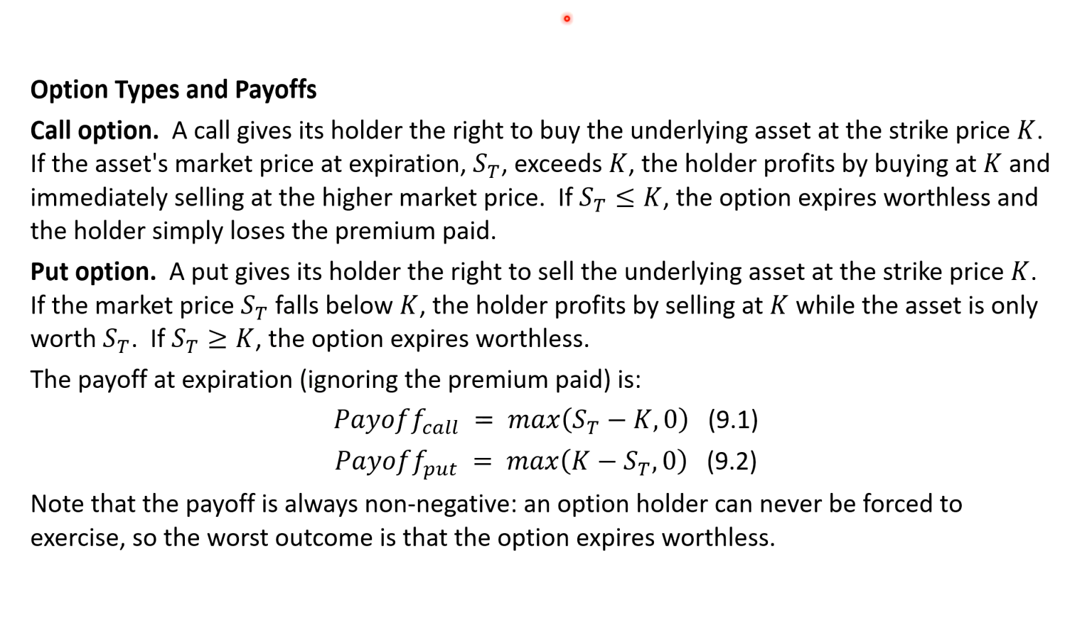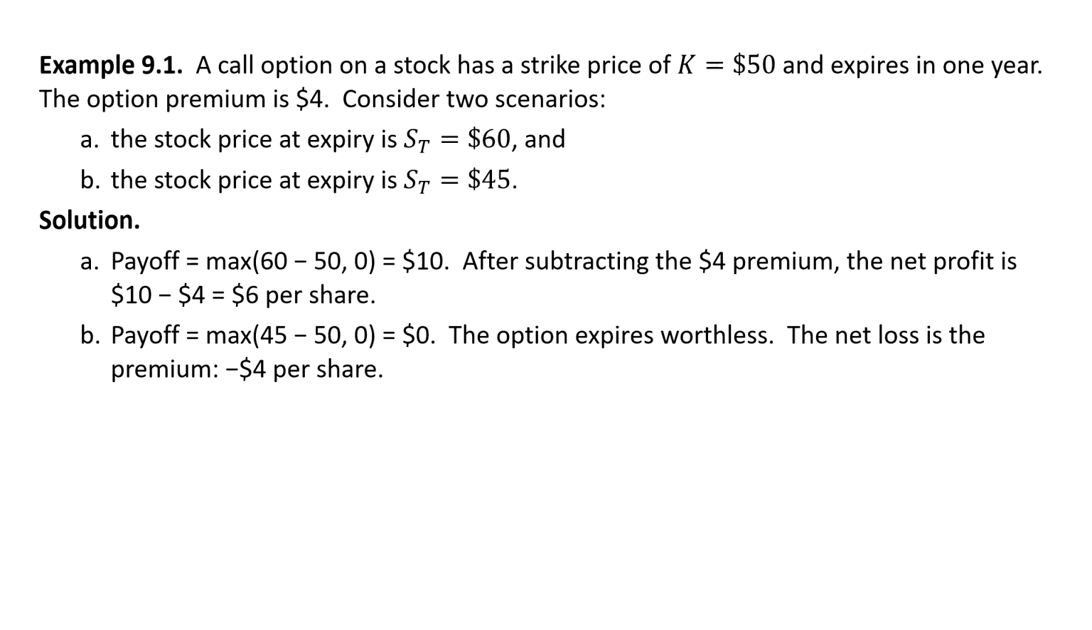Okay, so let's continue with this. Just to reiterate, the numbering that I have here is from my book. This is section 9, and this is actually the first example in this lesson. A call option on a stock has a strike price of $50 and expires in 1 year. The option premium is $4. Consider two scenarios. The stock price at expiry is $60, and the other possibility is that the stock price at the time of expiry is $45.